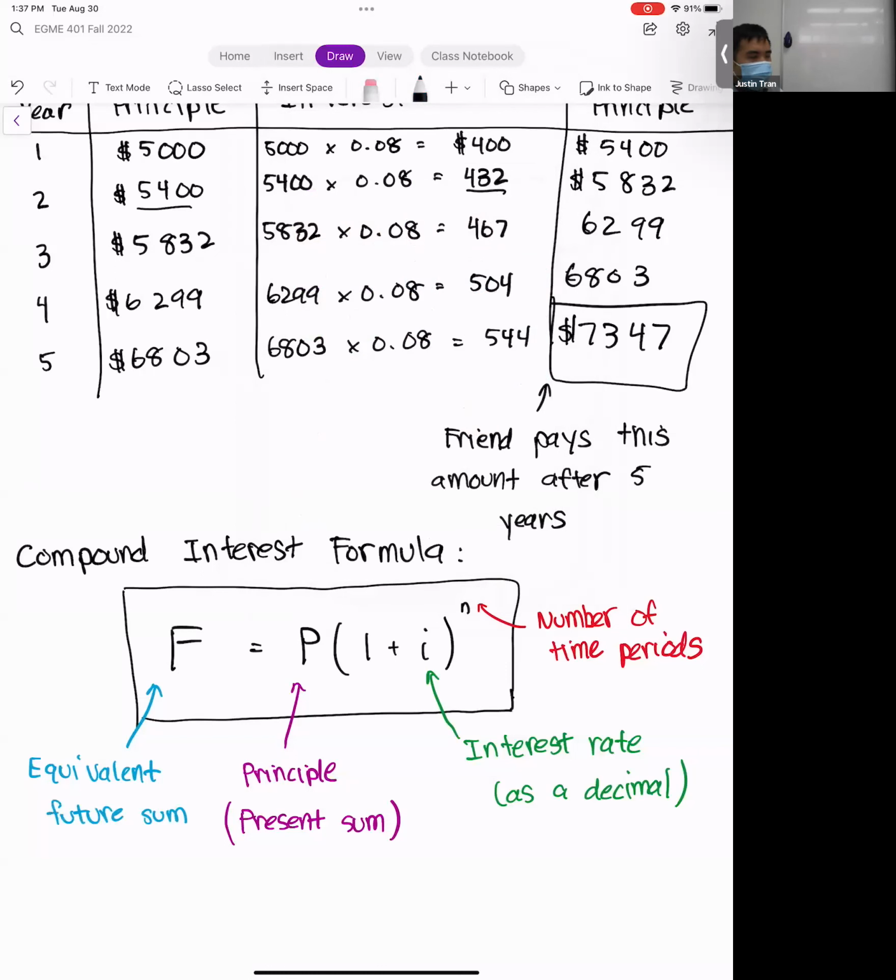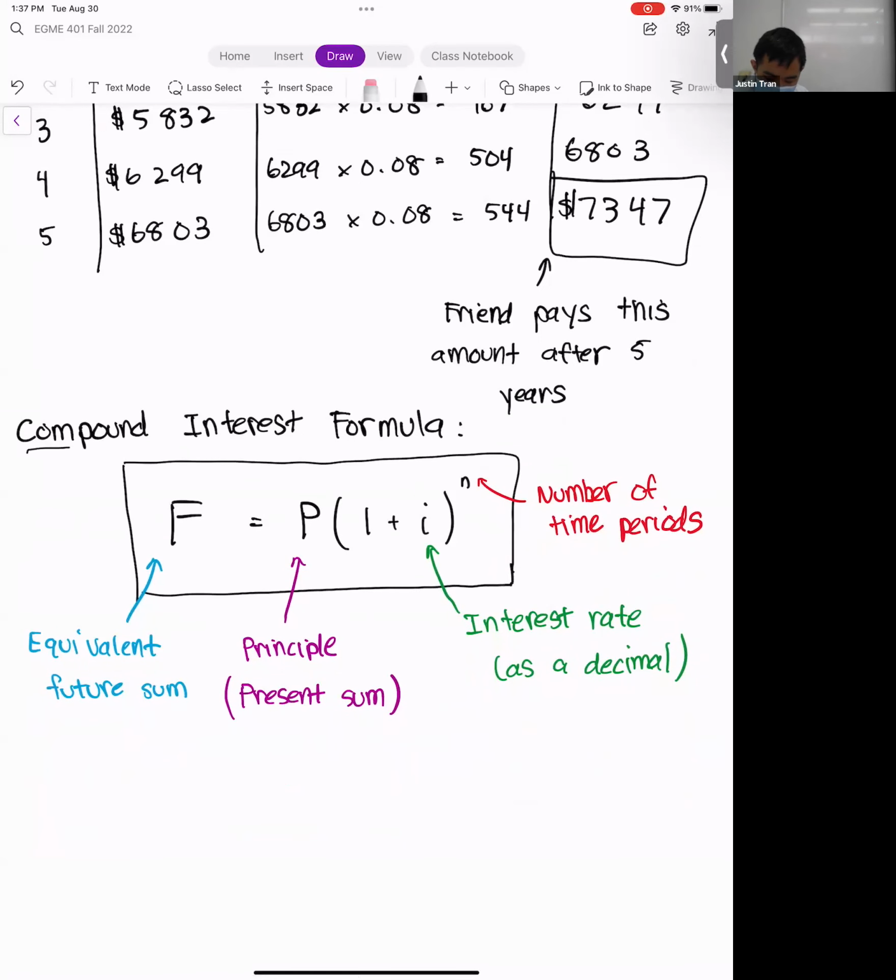Based on this equation, what we're saying is that if you have a principal amount, a present sum of money today, with this interest rate I and the number of periods n, we can compute how much that amount of money is worth in the future. That's what this formula expresses. It's an equation of equivalence. All right, any questions on this?